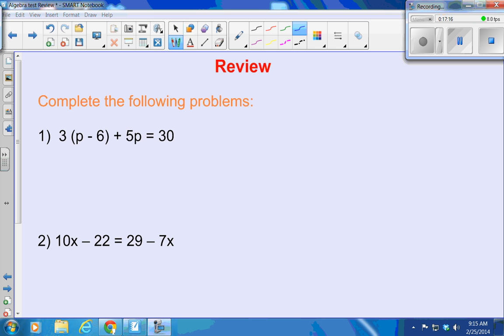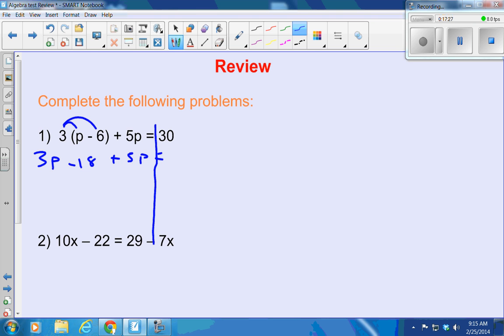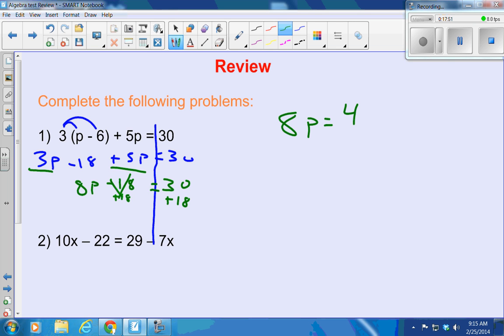Let's start with number 1. As always, distribute this out first. That's 3p times negative 6 is negative 18 plus 5p equals 30. I can combine my p's, so I have 3p plus 5p. That's 8p minus 18 equals 30. Now we're to two-step. So plus 18 plus 18. I'm going to move it up. That crosses that out. I have 8p equals 48. Divide by 8. Divide by 8. P equals 6. Got it.